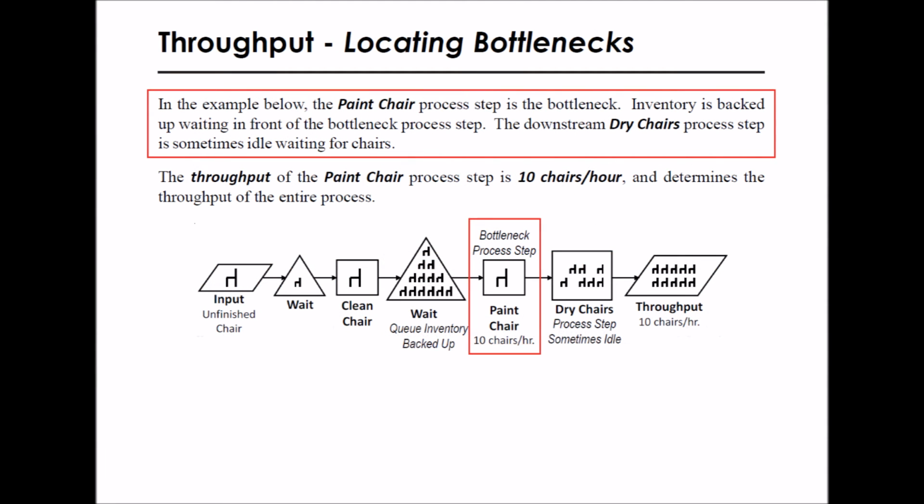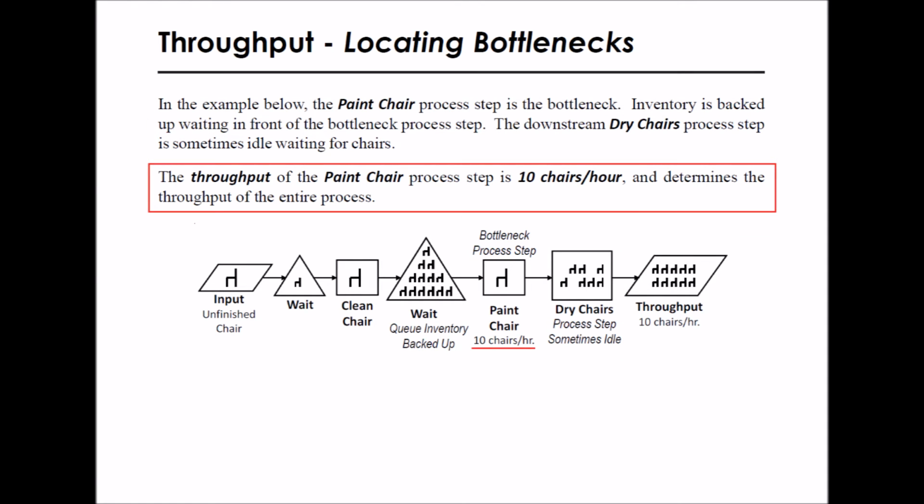In the example below, the paint chair process step is the bottleneck. Inventory is backed up, waiting in front of the bottleneck process step. The downstream dry chairs process step is sometimes idle waiting for chairs. The throughput of the paint chair process step is 10 chairs per hour and determines the throughput of the entire process.